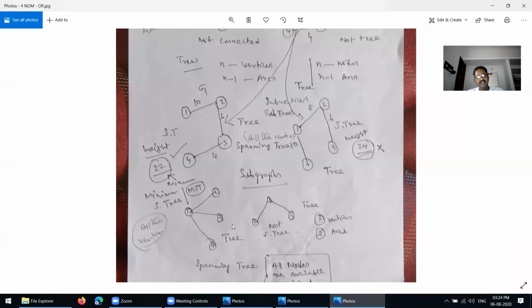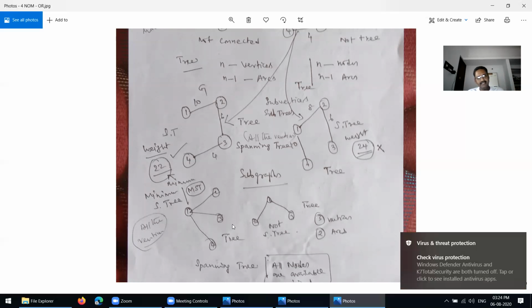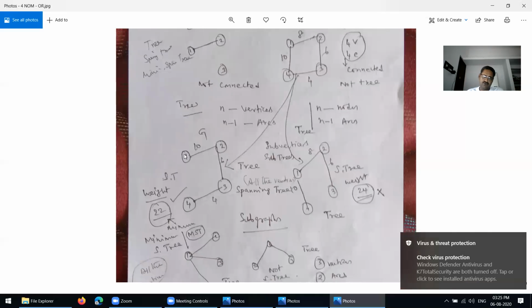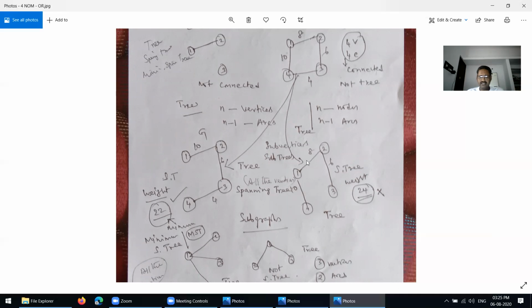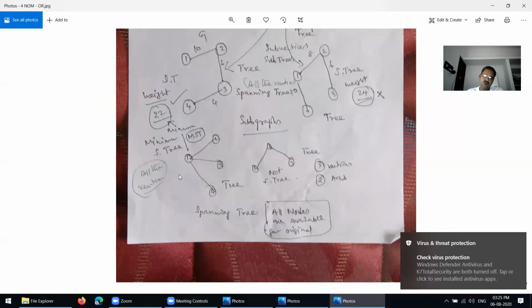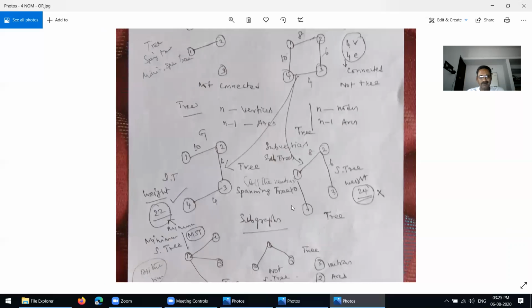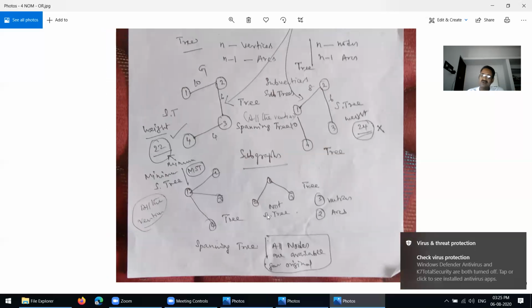Spanning tree means that the number of vertices is the same as the number of vertices of the connected graph. So how many vertices does the connected graph have? 4. So this tree also has 4 vertices. 1, 2, 3, 4. So this one is a spanning tree. This tree also has 4 vertices. This is also a spanning tree. Then you see here now, how many vertices here? Also 4. So this is also a spanning tree. What about this one? How many vertices here now? Only 3. The parent has 4, but this one having 3 vertices is not a spanning tree.